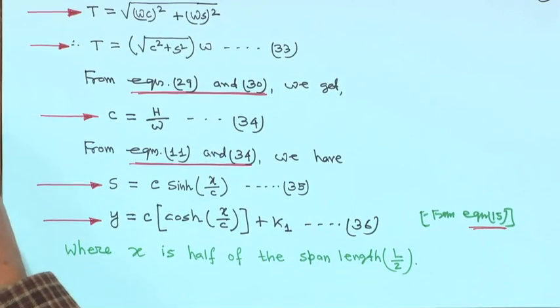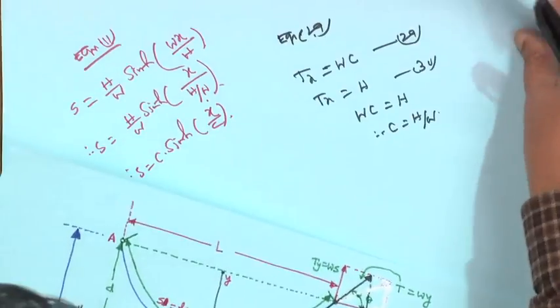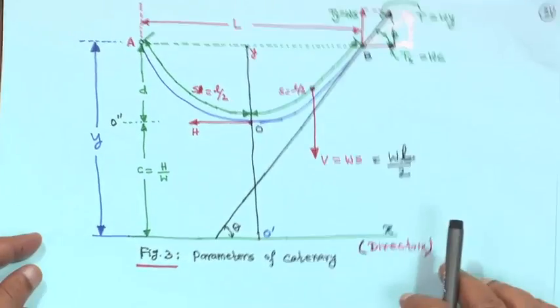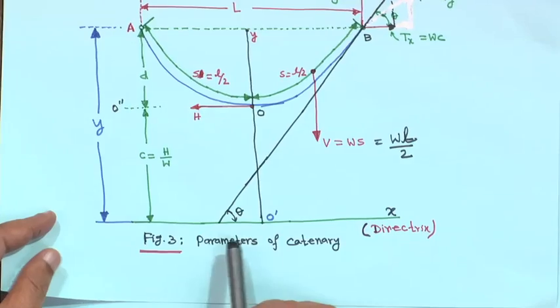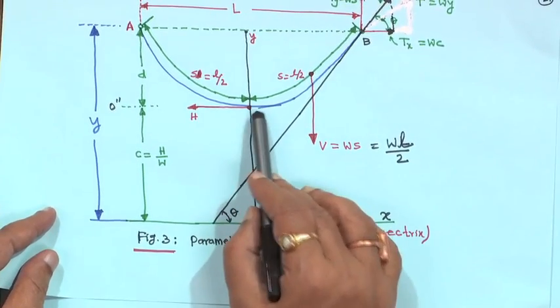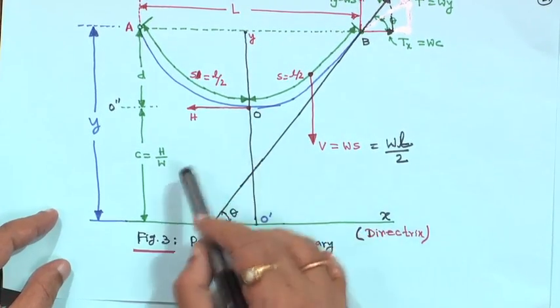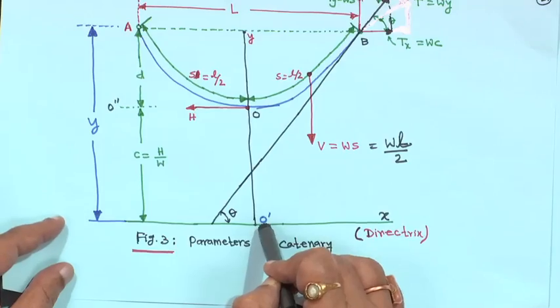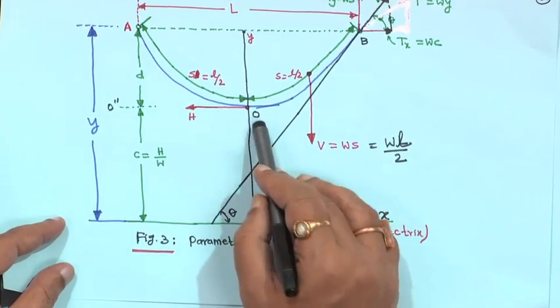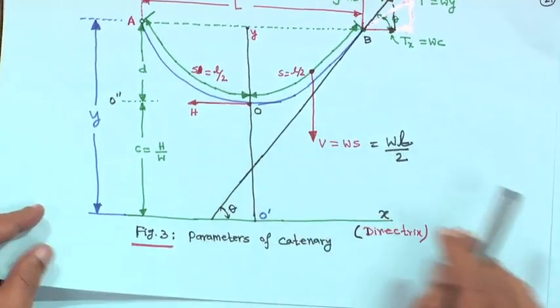Now, from figure 3, when x is equal to 0, y is equal to c. That means, if you look into this figure, this is figure 3: when x is equal to 0, then y is equal to c, because this is the height c, and this is the origin. So, when x is equal to 0, y is equal to c.